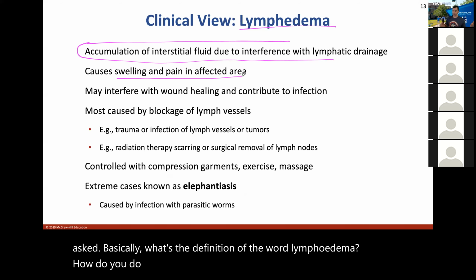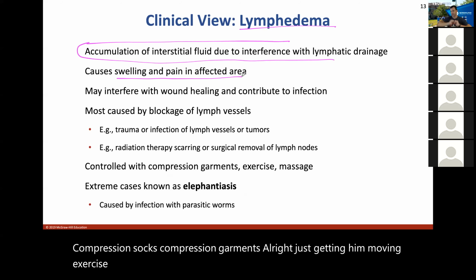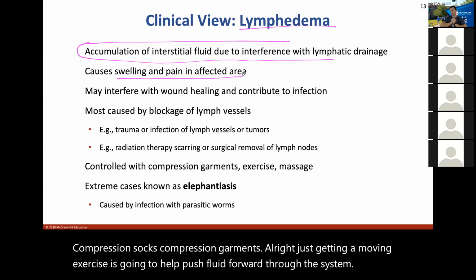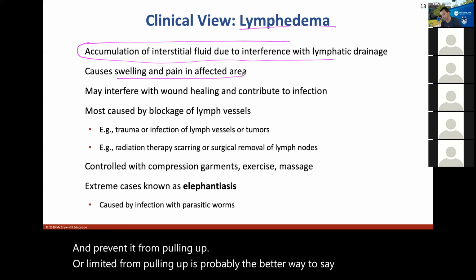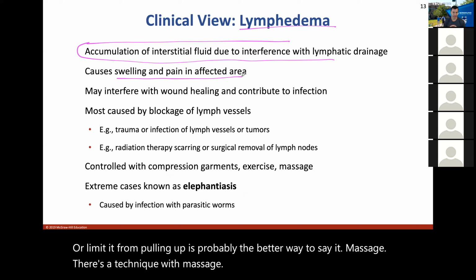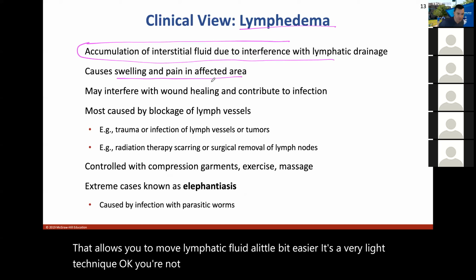Moving. Compression socks. Compression garments. All right. Just getting them moving. Exercise is going to help push fluid forward through the system and prevent it from pooling up, or limit it from pooling up is probably the better way to say it. Massage. There's a technique with massage that allows you to move lymphatic fluid a little bit easier. It's a very light technique. You're not manhandling anybody with that at all.